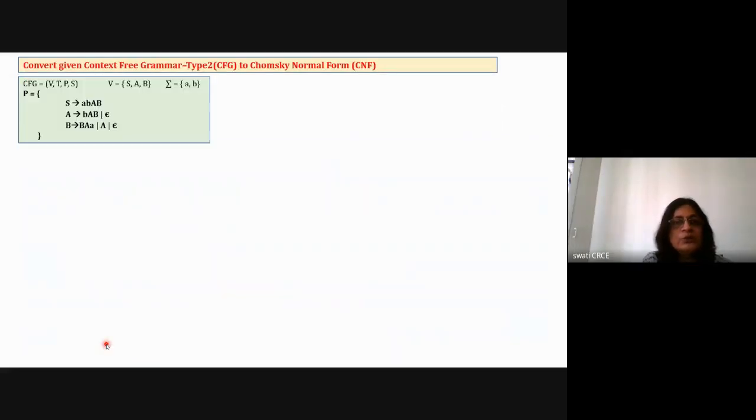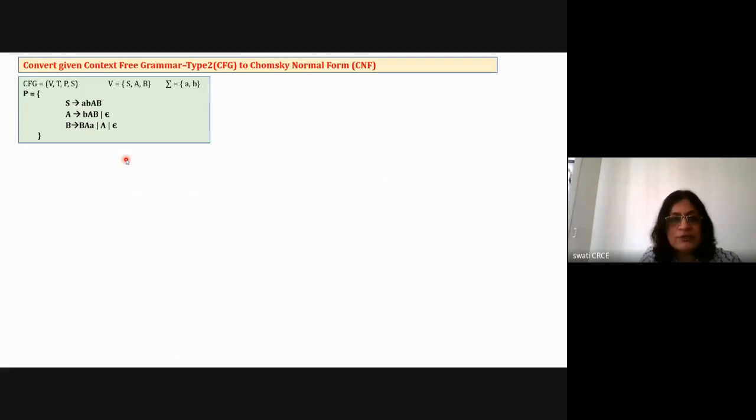Okay, so let's see the problem. Suppose this is the CFG that is given to you. There are three variables S, A, and B, and your terminal set T contains small a and small b. Means your word is made up of the small case letters a and b.